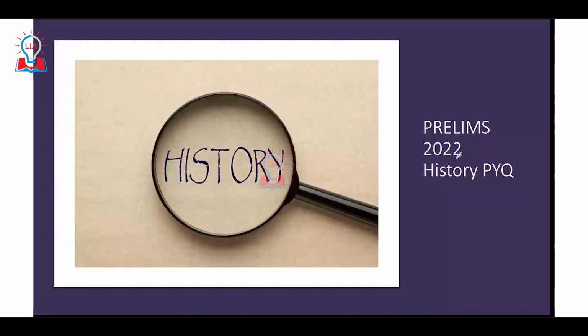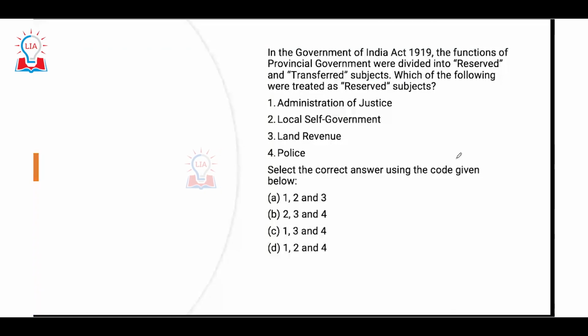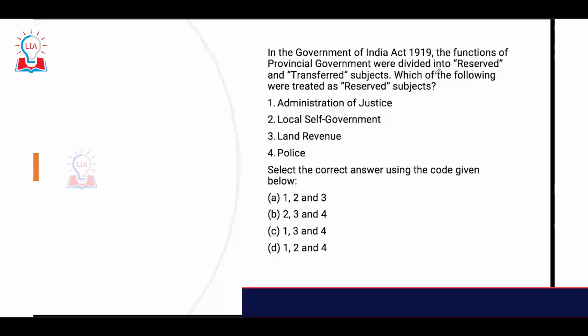So in our first video, let's talk about the history questions that were asked in the prelims exam in the year 2022. The first question, if you look at in modern history, in the Government of India Act of 1919, the functions of the provincial government were divided into reserved and the transferred subjects. Which of the following were treated as reserved subjects?